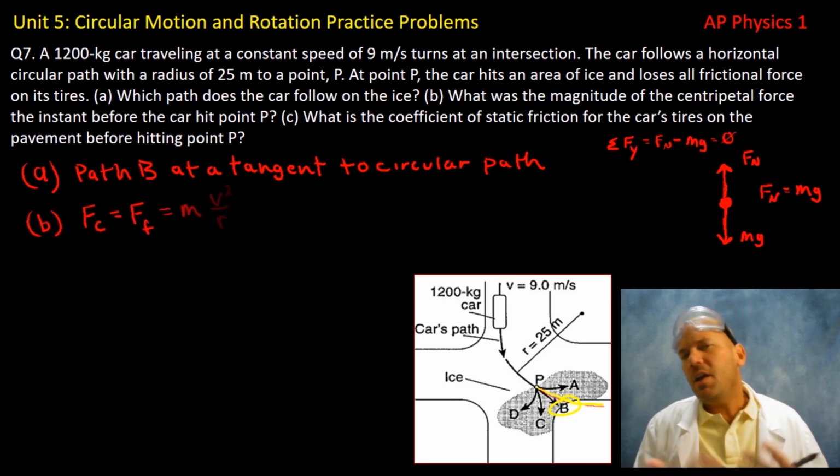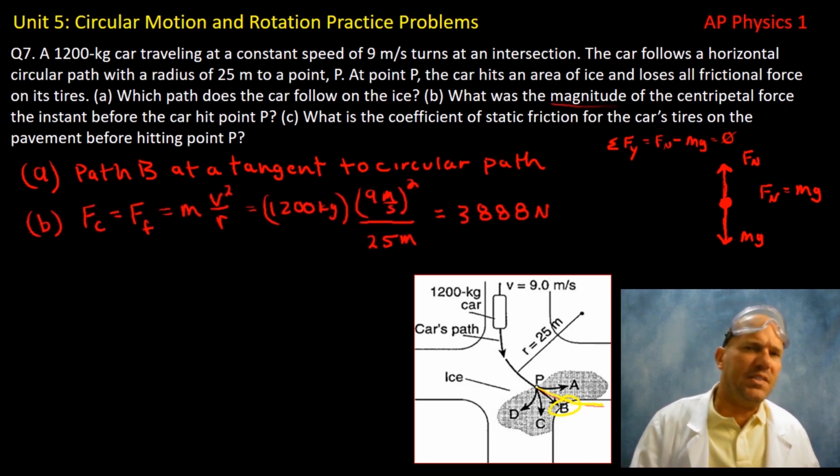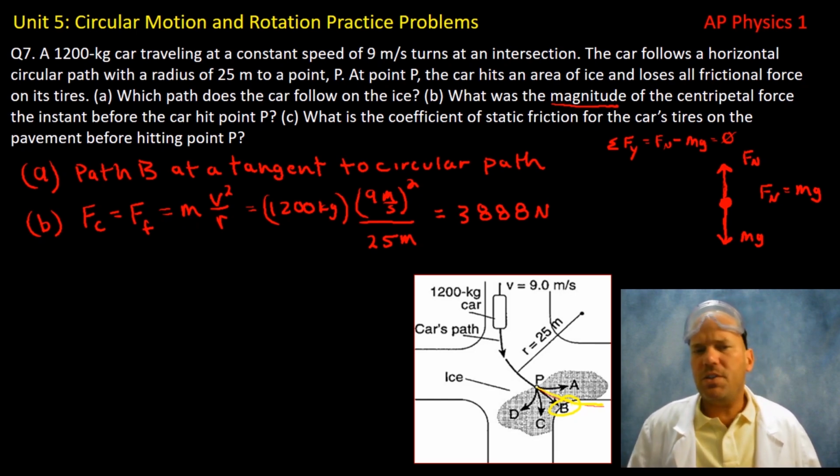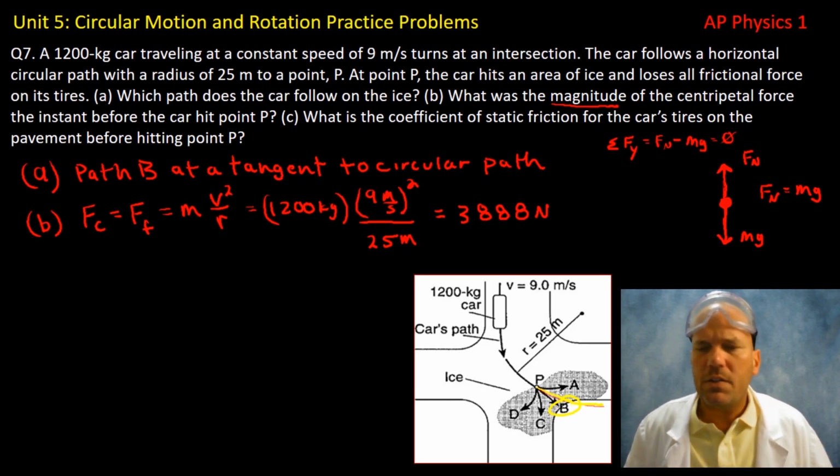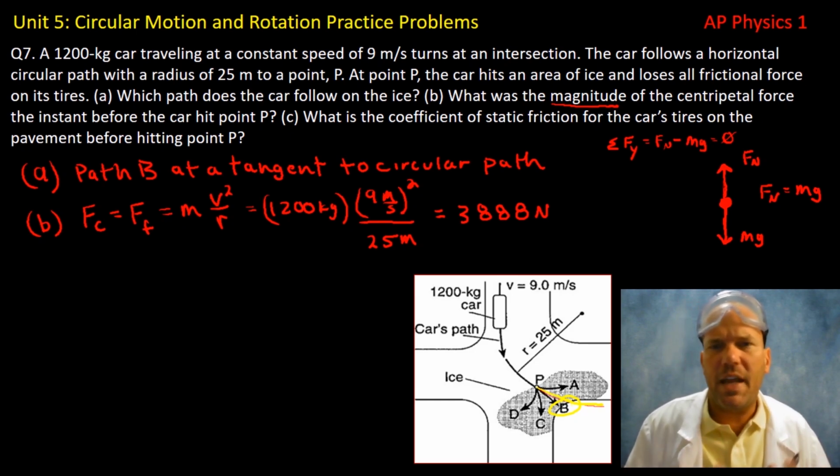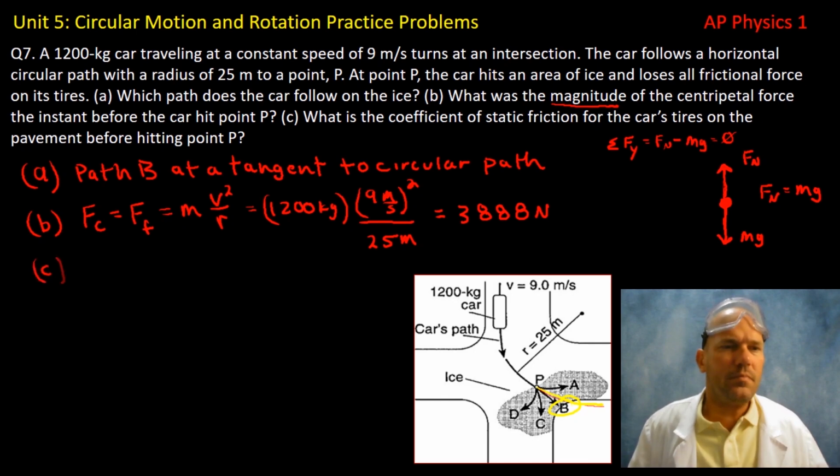Well, we have the information to sum the forces inward, being the force of friction. We have mass, tangential velocity, radius of curvature. So that would be 3,888 newtons inward.